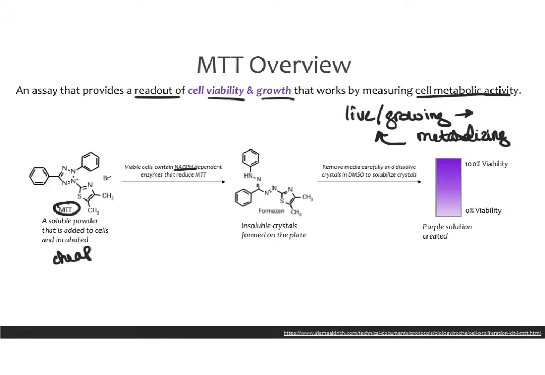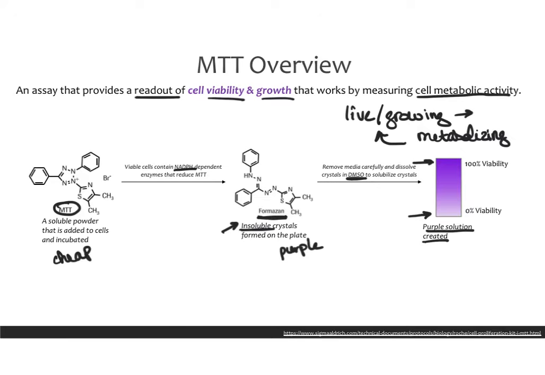When they reduce MTT, it will generate these insoluble crystals known as formazan. These are purple crystals that form on the bottom of your plate. Now, after my incubation period, once these crystals have formed, if I remove the media off of my cells really carefully, and now I dissolve these crystals in DMSO, because remember they're insoluble, then I will solubilize them and I will get a purple solution. This purple solution will change color. Its purpleness intensity will change based on how viable those cells were and how many crystals were formed.